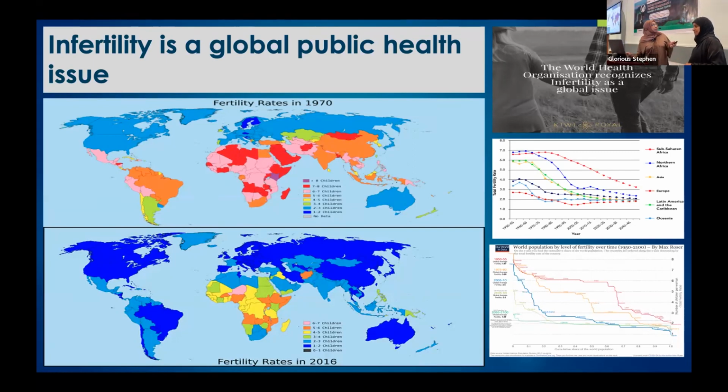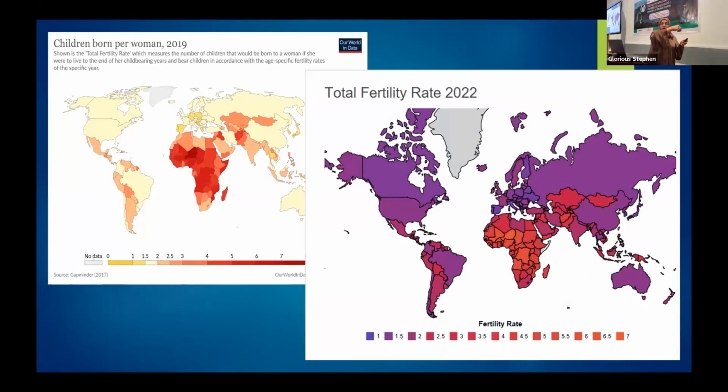I thought maybe there would be some changes in 2019. It stays as it is. In 2022, this is the recent one, which I got from the World Health Organization maps. We are again between 2 to 2.5 in Oman, if you want to talk about Oman.